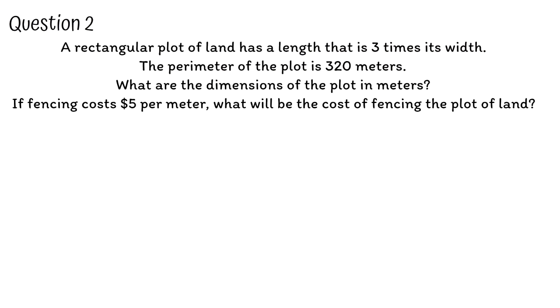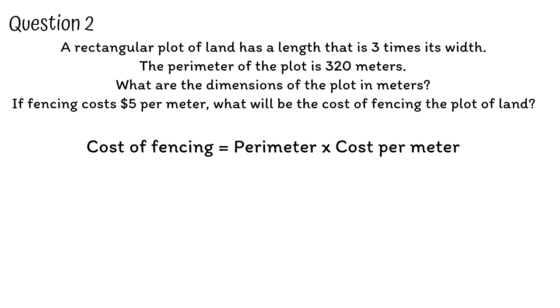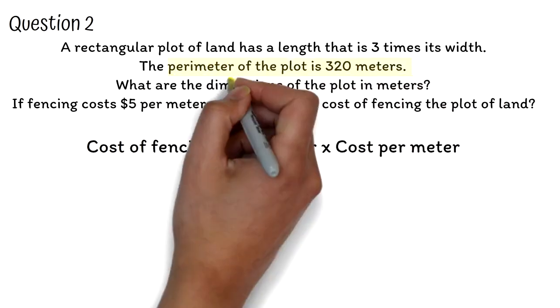Now let's look at the second part of the question. What will be the cost of fencing the plot? A fence goes around the outer part of a plot, which is the same as the perimeter. So the cost of fencing the plot will be the perimeter times the cost per meter. The perimeter has been given as 320.